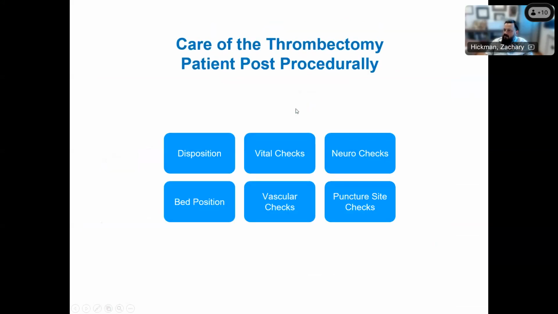So in the post-thrombectomy period, there are several important things to keep in mind. One is the disposition: where is the patient going? Then vital sign checks, neuro checks, what the bed position should be for the patient, vascular checks, so checking the distal extremities and the pulses, and the puncture site checks. So those are all important things.